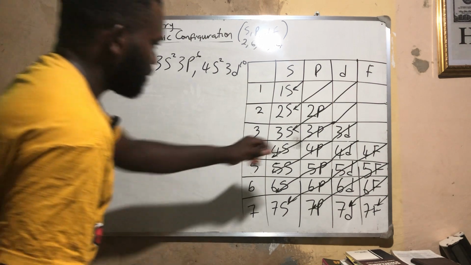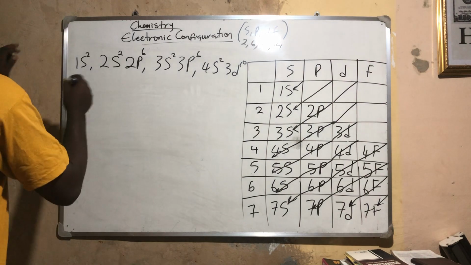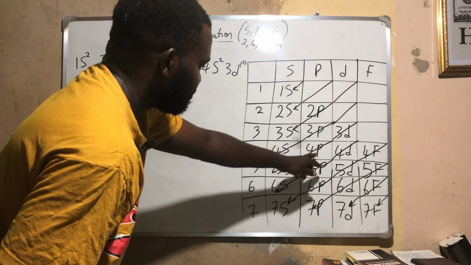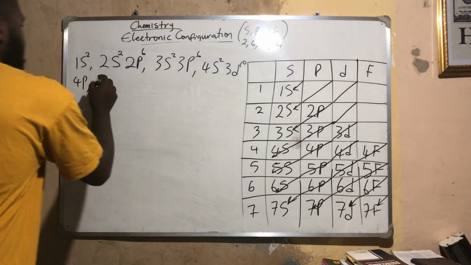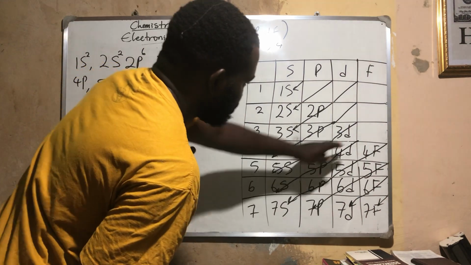So now after the 3D, I got 4P. So I have what? 4P before I close for 4. So the next one after 4P, I got what? 5S. So you have what? 5S. Now, after 5S, get who we saw?